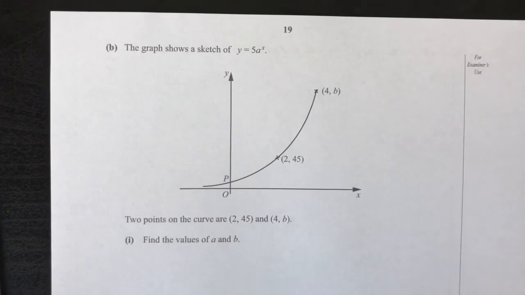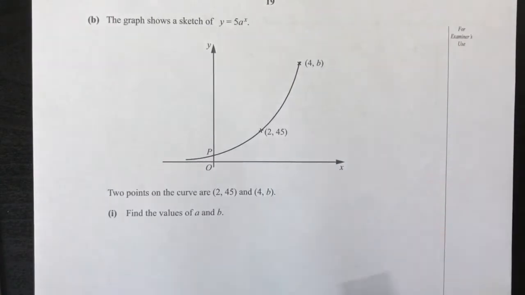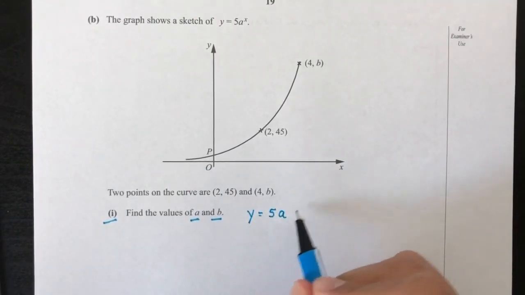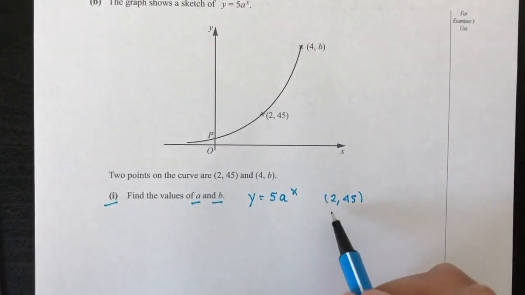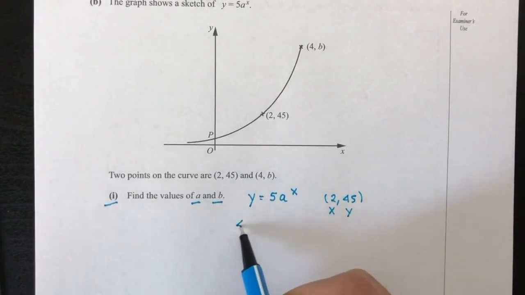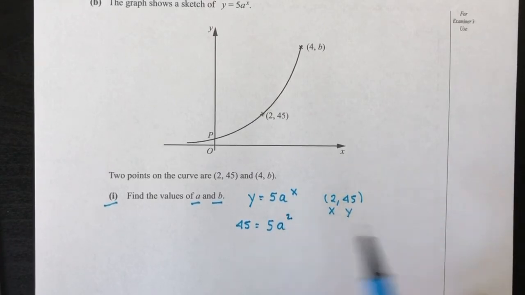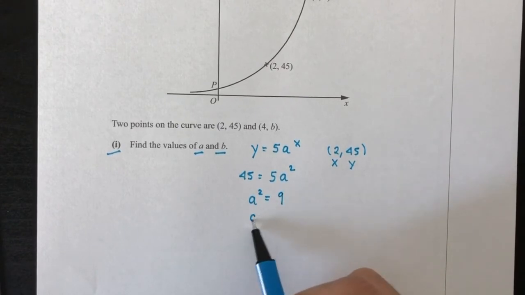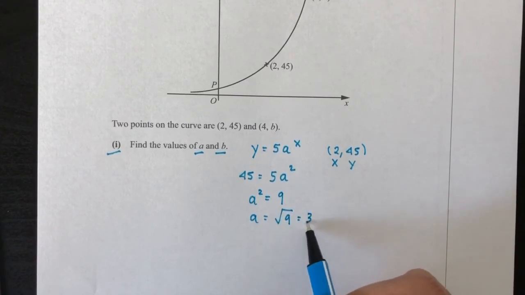The graph shows a sketch of y equal to 5a power x. So we have 2 points, find the values of a and b. So let's do that. Let's use a point. We have y equal to 5a^x. Let's use the point 2 and 45, that will be x and y. Replace, and you will have 45 equal to 5a power 2. So a squared is equal to 9. So a will be equal to the square root of 9, which is 3.